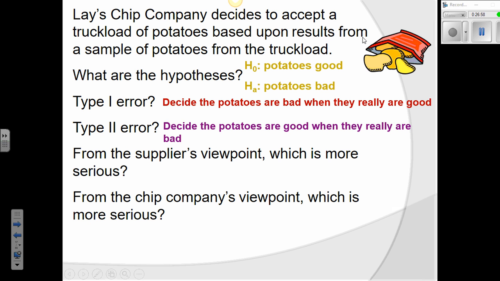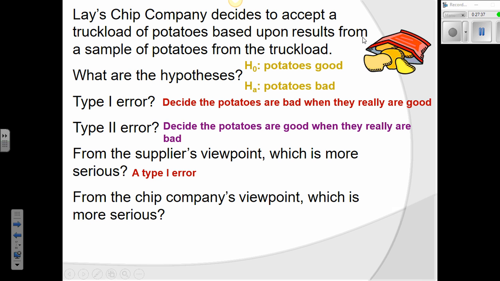All right, so let's think about this. From the supplier's viewpoint, what is the supplier doing? They're providing the potatoes to who? Liz. Which one's more serious? Deciding the potatoes are bad when they're really good, or deciding the potatoes are good when they're really bad? Type 1 error is worse here for the supplier. Yeah, but backlash. Okay, well, think about this. The supplier is bringing the potatoes. I'm bringing you potatoes. You say they are bad, but they are good.